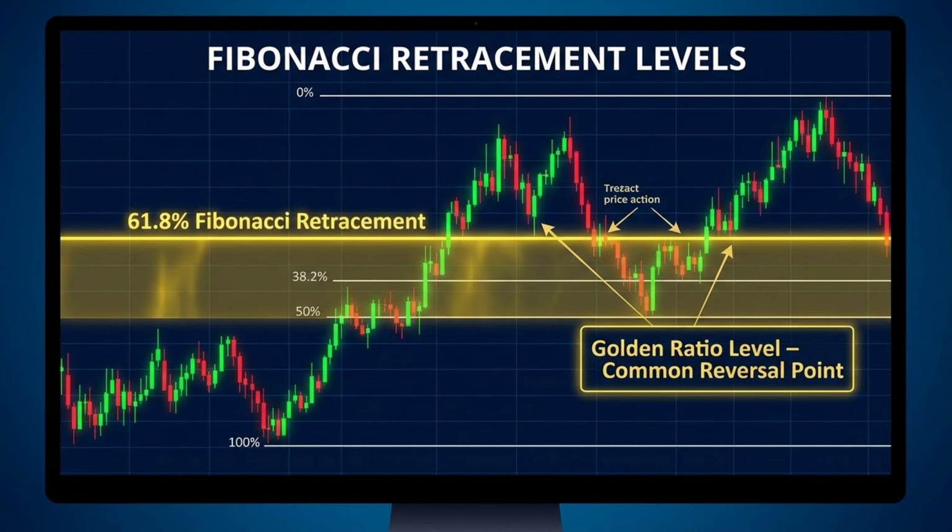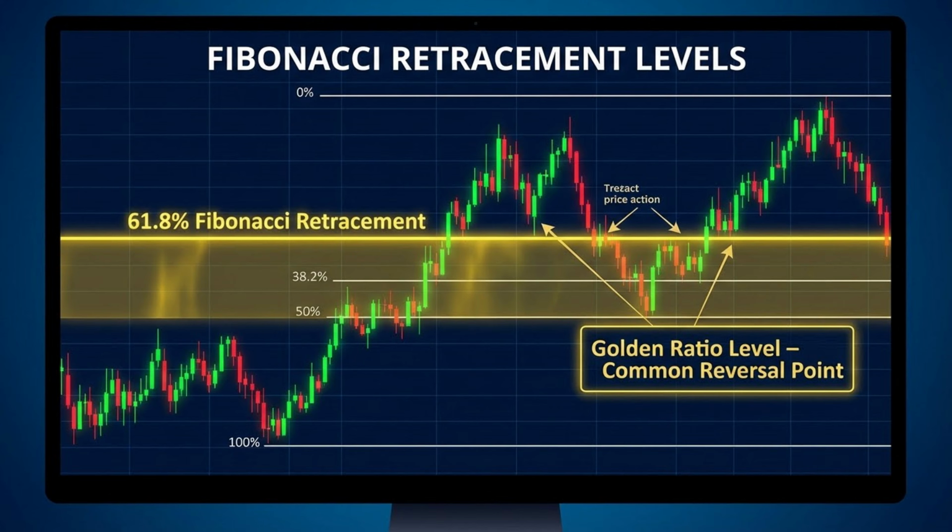This chart shows how Fibonacci retracement levels appear on a real price chart and how traders use them to spot possible reversal points. The highlighted yellow area marks the 61.8% retracement level, which is known as the golden ratio level. This level is extremely important in trading because price often reacts strongly here. When the market is moving either upward or downward, it commonly pulls back to one of the Fibonacci levels before continuing its trend.